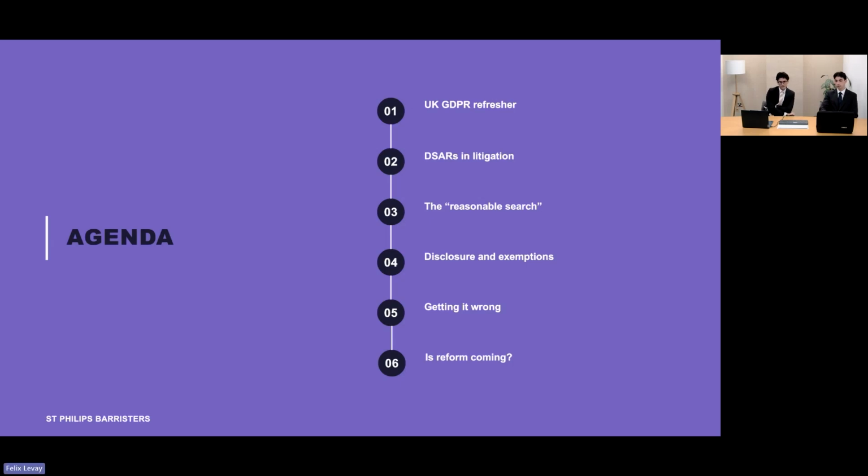Once you've done that, once you've got your personal data as a result of the DSAR, what do you disclose and what don't you? We'll look at some exemptions, and we'll also consider not just what a data controller doesn't need to disclose, but what they really shouldn't, and the liability that they may expose themselves to by sharing something that they shouldn't. We'll look at what happens when you get it wrong.